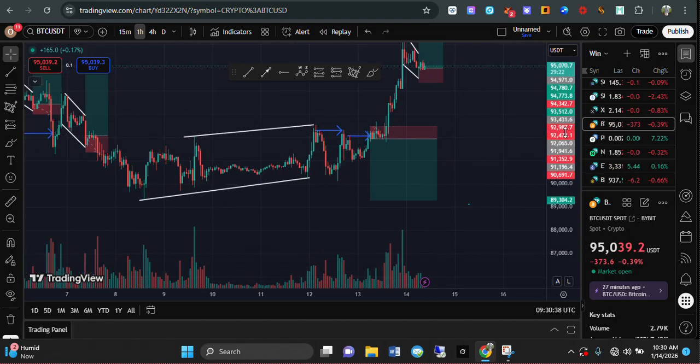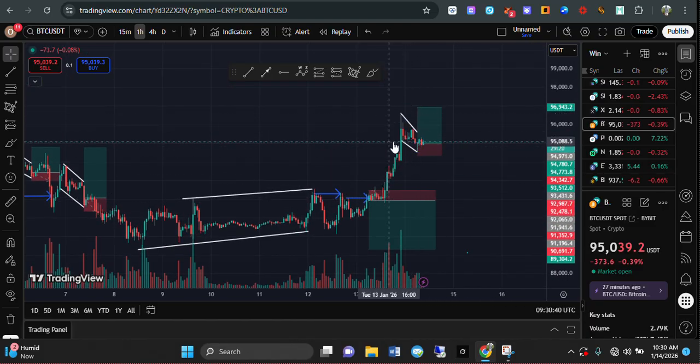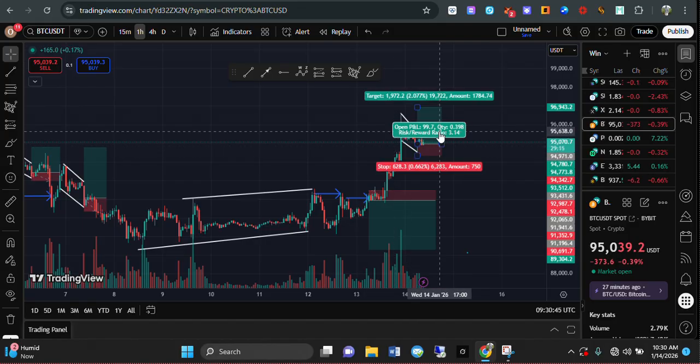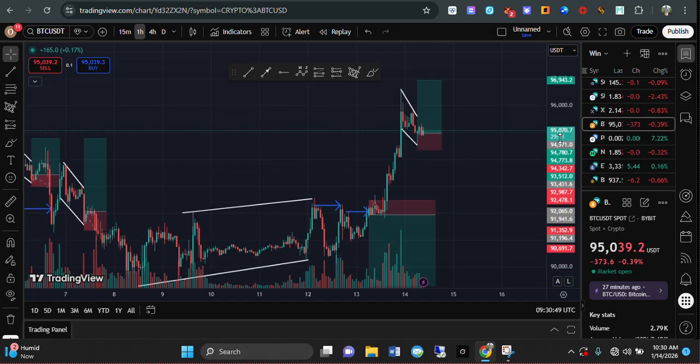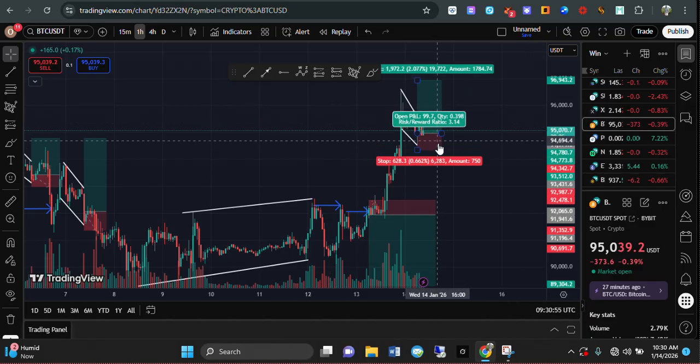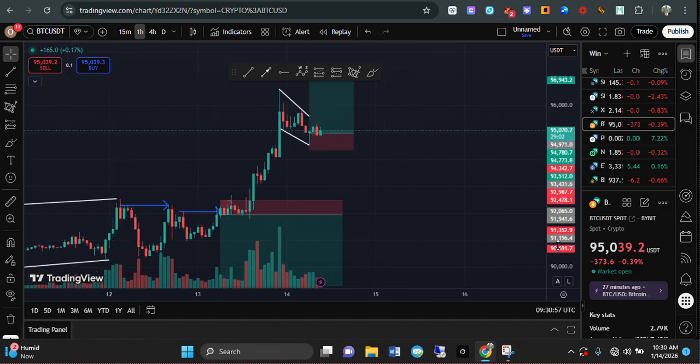But what we are having currently is what? This is what we are doing, what we are having currently. And you can tell that this resembles what? It's not even resemble. This is a continuation flag. This is a falling wedge. And right here, you can see the pin bar on the 1 hour time frame.